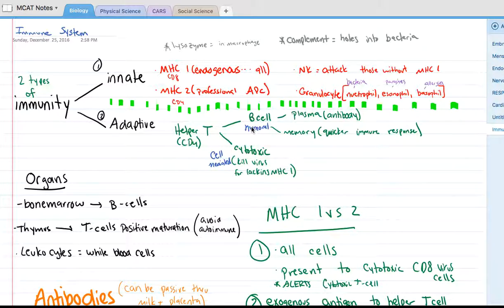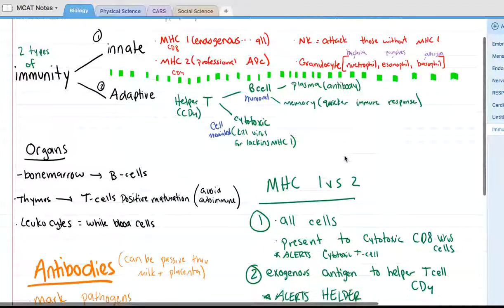However, you have the humoral response, in which you have B cells that produce antibodies, and the antibodies will be circulating in the bloodstream looking for any antigens that are complementary to the antibodies. B cells also produce memory cells, which cause a quicker immune response.